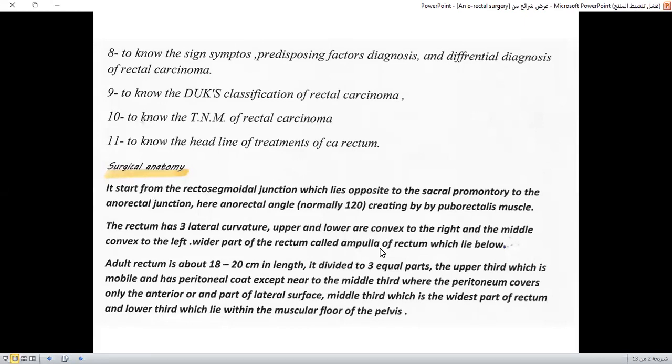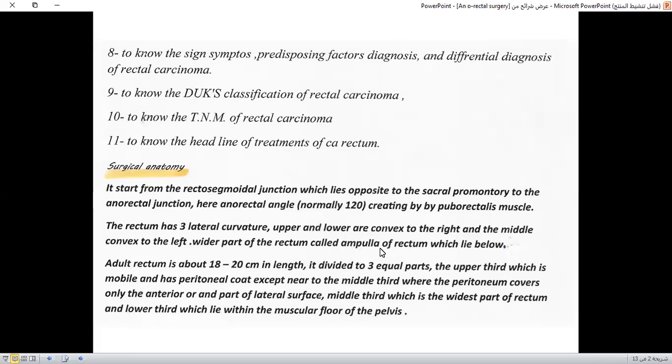Wider part of the rectum called ampulla of the rectum, which lies below. Adult rectum is about 18 to 20 centimeter in length, divided to 3 equal parts. The upper third, which is mobile and has peritoneal coat, except near to the middle third, where the peritoneal cover only anterior and part of the lateral surface, and middle third, which is widest part of the rectum, and lower third, which lies within muscular floor of the pelvis.